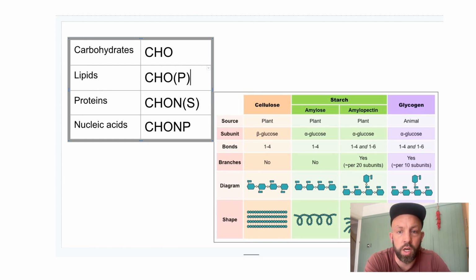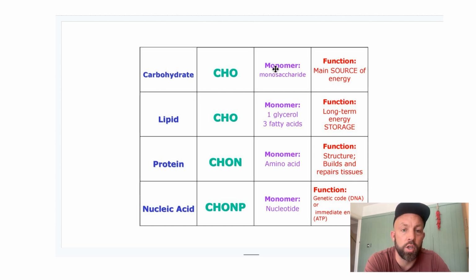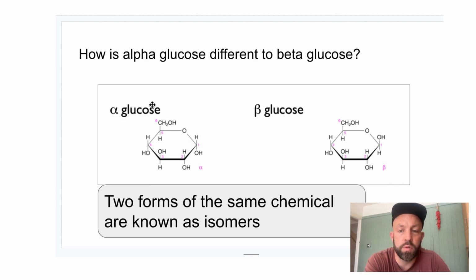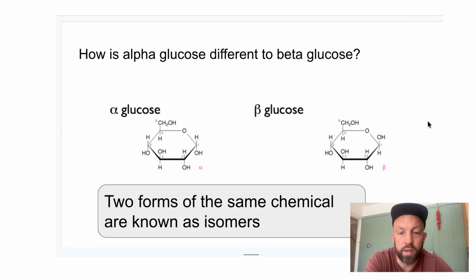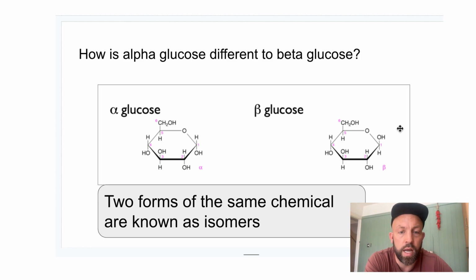Now, the monomer of a carbohydrate, so a single unit, is what we call a monosaccharide. An example would be glucose. It's a source of energy. And when we think about glucose, we've got two types, alpha glucose and beta glucose. A student pointed out to me once that he remembered alpha glucose because only one of the OH groups, the third one, is up and the other ones are down. And an alpha of a group is someone that dominates a group.